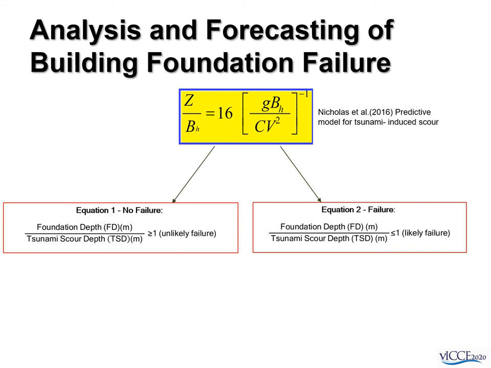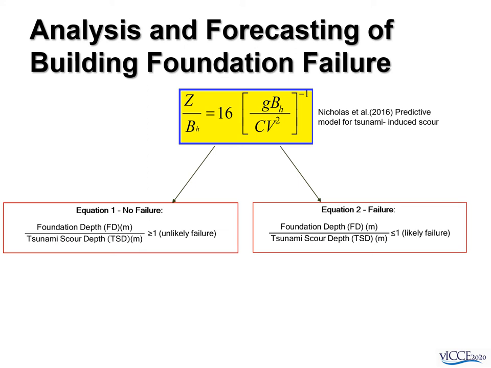The image seen represents the process of forecasting building foundation failure. The highlighted equation represents Nicholas et al. 2016 Tsunami Scour Predictive Model. The predictive model can be used within the risk matrix ratio to predetermine the risk output of either an existing or a design building foundation.